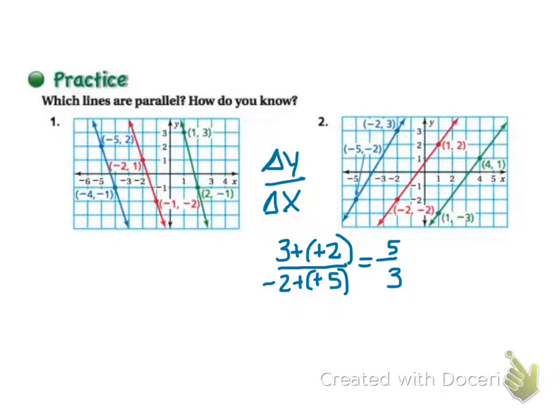If I'm doing the red line, I would have 2 minus, and then it's negative 2, and that's the y-coordinates, and then 1 minus a negative 2 for the x-coordinates. So you can change it by adding the opposite. So 2 plus 2 is 4, and 1 plus 2 is 3. We know that blue and red are not parallel because they do not have the same slope.